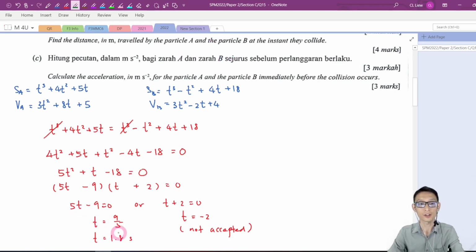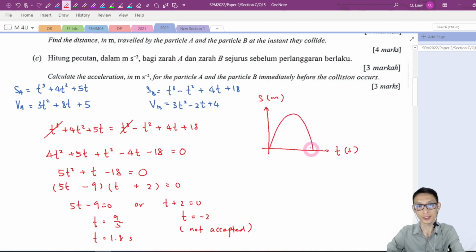Okay, can I directly substitute t equal to 1.8 into this displacement function to get the total distance traveled? First, I need to know when the particle turns direction, right? Still remember? Let's say if this is a displacement graph, let's say this is the graph. This one I told before, right, in the previous video.